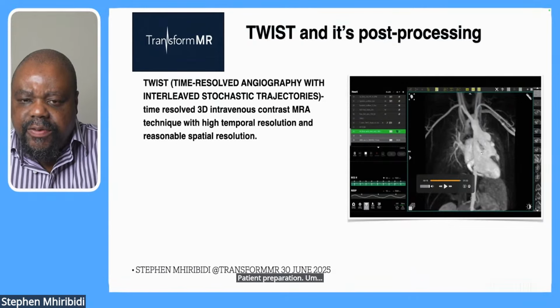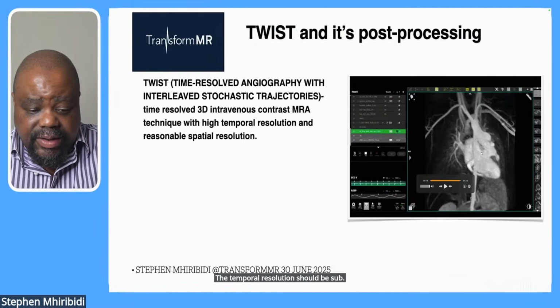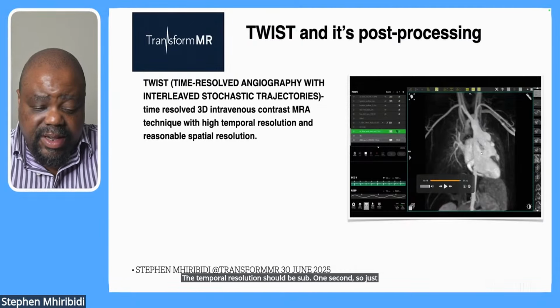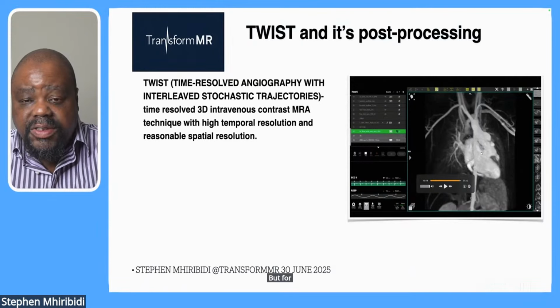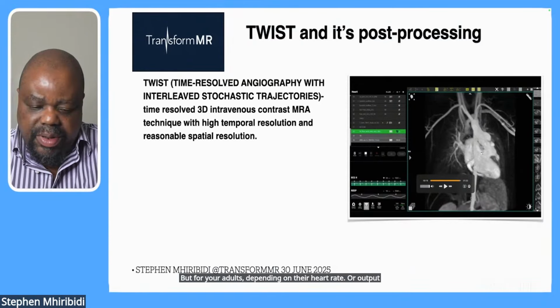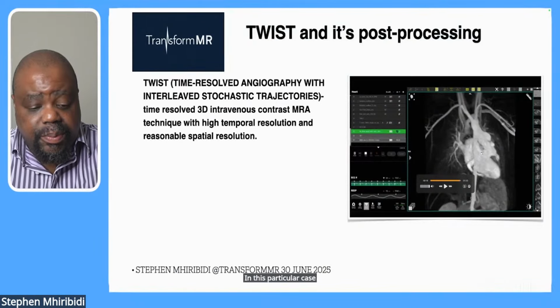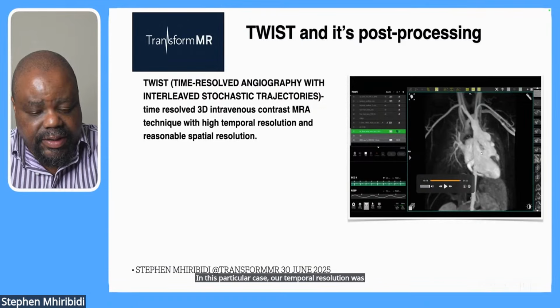For your TWIST for babies, the temporal resolution should be sub 1 second, so just under a second at most. But for your adults, depending on their heart rate or output, it can be 2.5 seconds. In this particular case, our temporal resolution was 2.3 seconds.